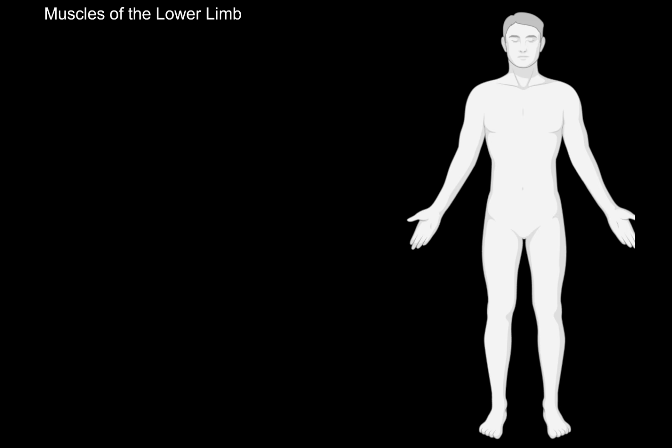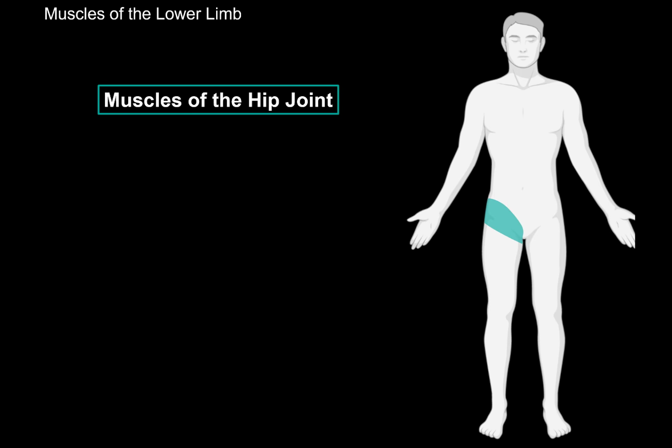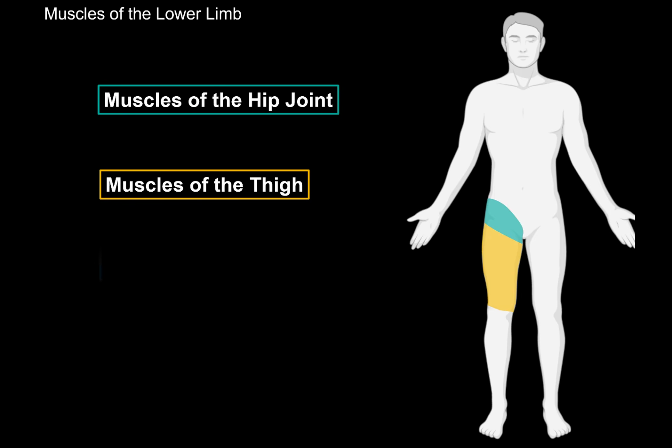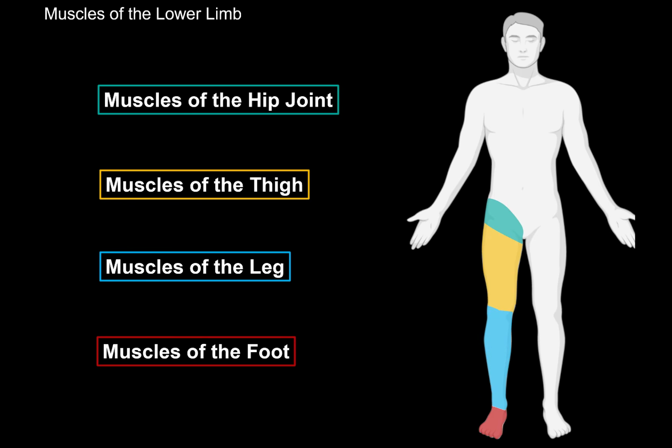In this video we will be covering the muscles of the hip joint, which, as you know, are a part of the muscles of the lower limb. The muscles of the lower limb are divided into four parts according to their anatomical location. The first group are the muscles of the hip joint, then we have the muscles of the thigh, then the muscles of the leg, and then the muscles of the foot.